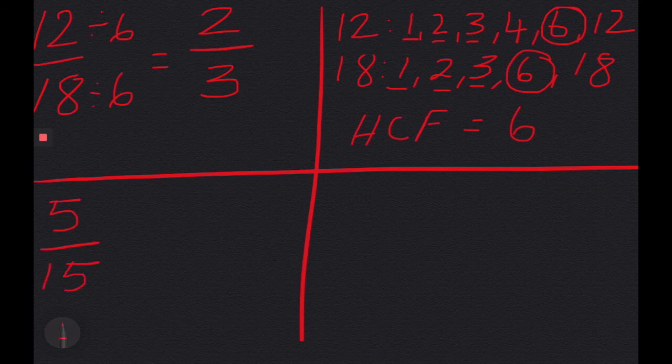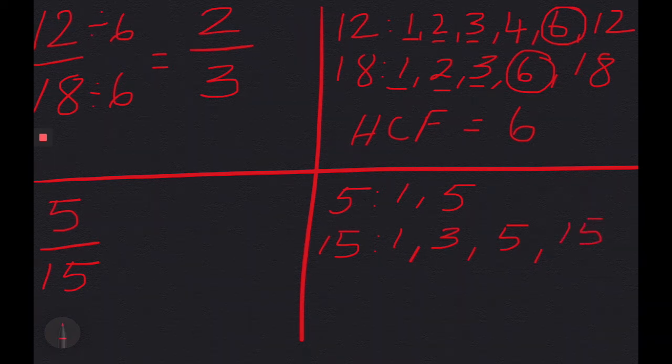5 over 15, or 5/15ths, and we're going to find the factors of 5, and we're going to find the factors of 15. So 5 is divisible by 1 and 5, it's a prime factor, and therefore 15 can be divided by 1, 3, 5, and 15. And to check yourself, we can do factor pairs, 1 and 15, and 3 and 5, yes.